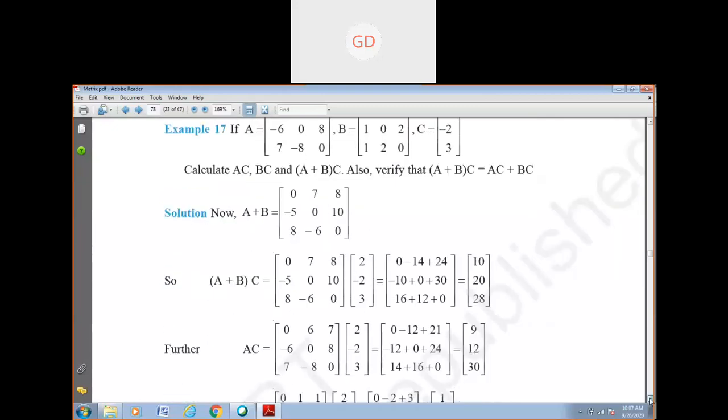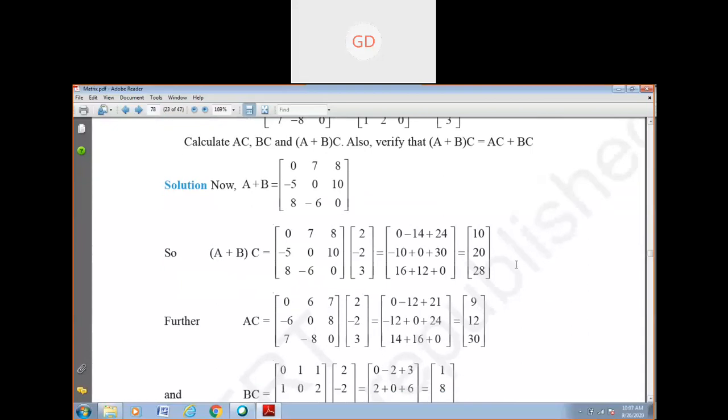Here you see A is this, B is this. So A plus B is just adding the corresponding elements. We have got the A plus B matrix as this one. Now with this matrix, we multiply by C, C is this one column matrix. This single column is here. So if this A plus B matrix is multiplied by C, what will happen? Multiplication holds here because the number of columns is 3 and the number of rows is 3.